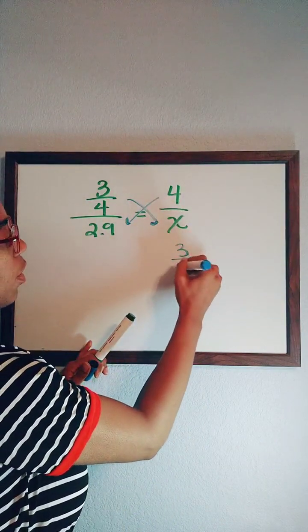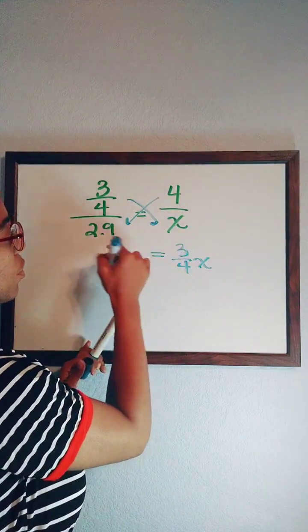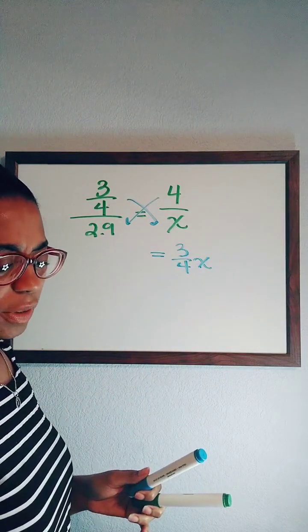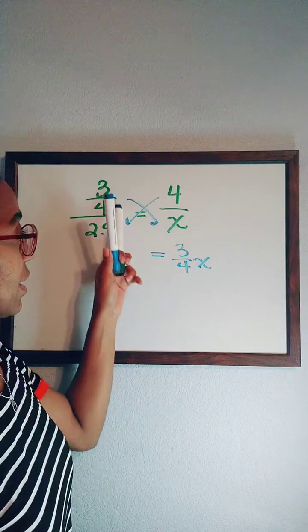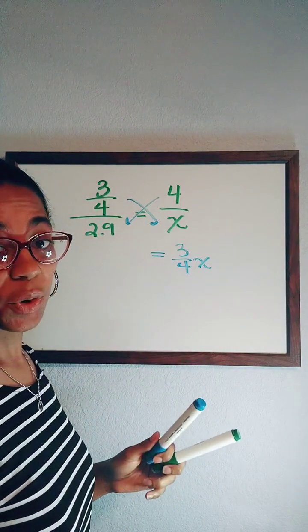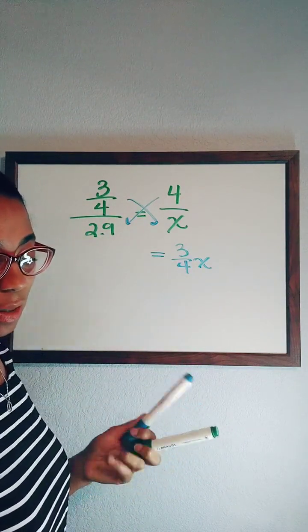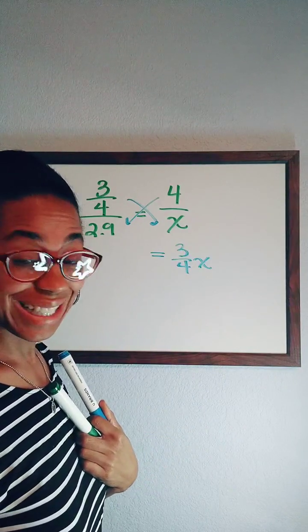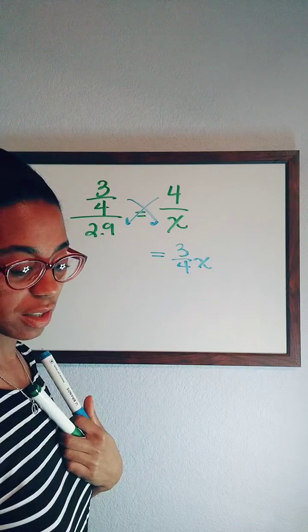So that'll give me 3 over 4x is equal to 4 times 2.9. Now, you would think that you would change it into a decimal. This is a nice decimal, so 0.75 would be okay. You could do that. But sometimes it's not. I call it a nice decimal only because it ends. Some of them don't end, and they just keep going.